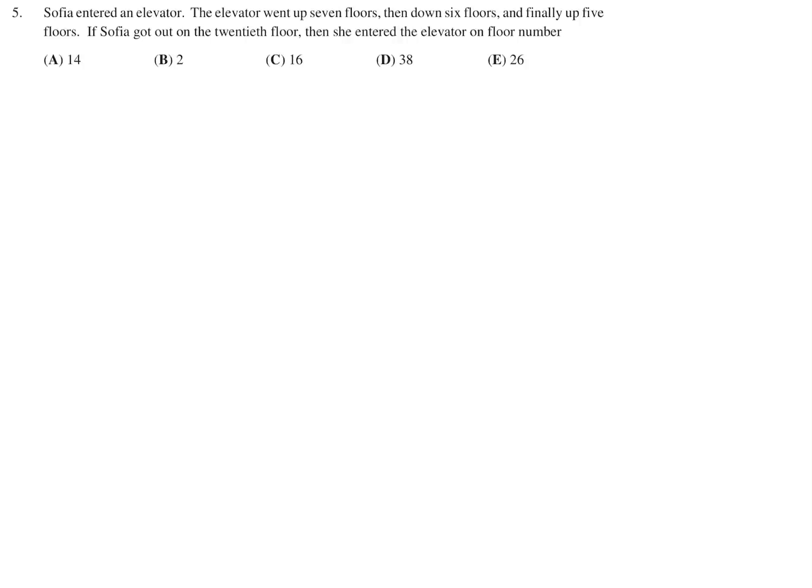Sophia entered an elevator. The elevator went up 7 floors, then down 6 floors, and then finally up 5 floors. If Sophia got out on the 20th floor, then she entered the elevator on floor number. So let's see here. First, we're going up 7. Then we are going down 6. And then we are going back up 5.